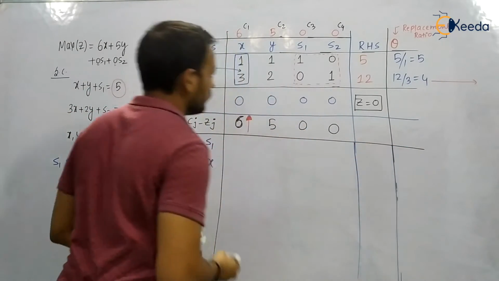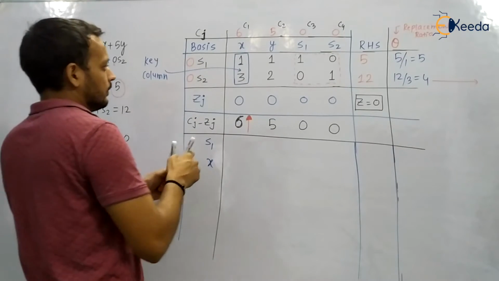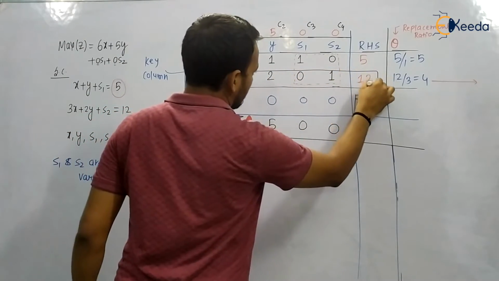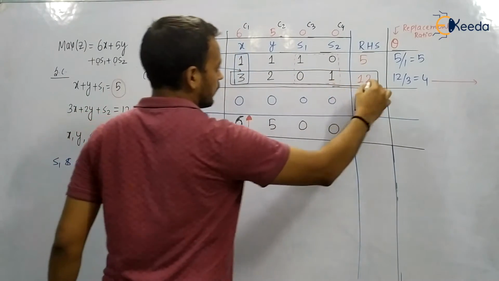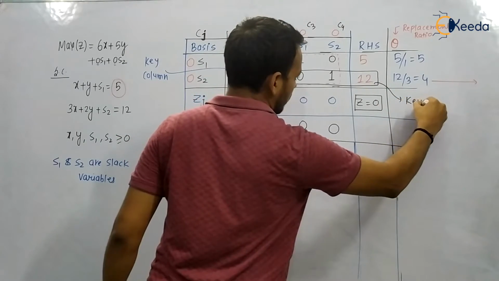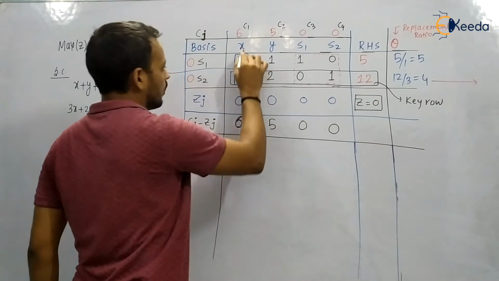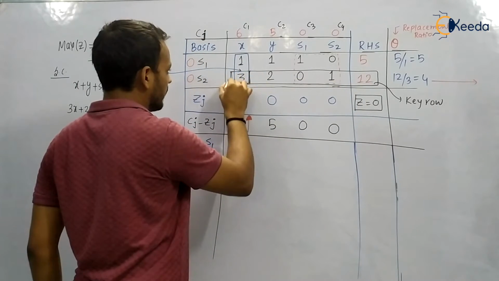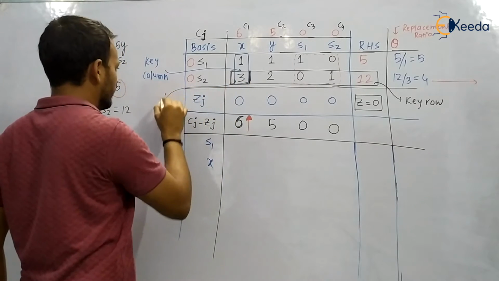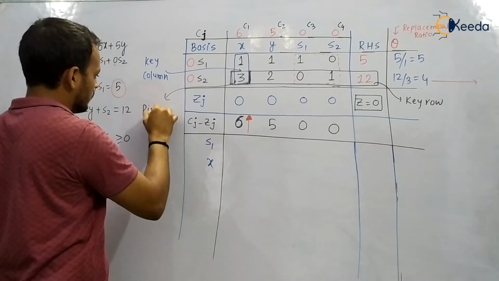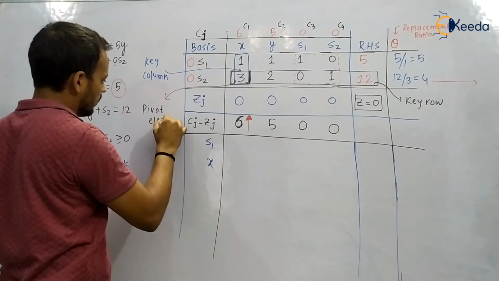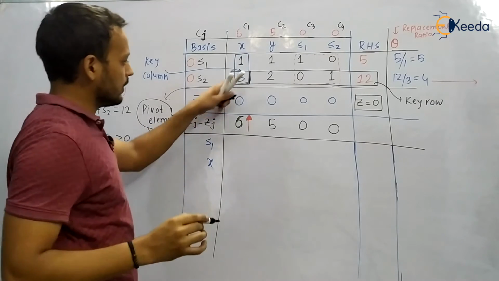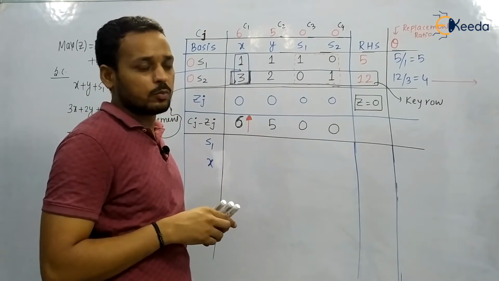Now look, this outgoing row is known as the key row. This became the key column, so this will become the key row, and the element, look here, this element will become the pivot element. Pivot element means the new iteration is going to depend upon this element.